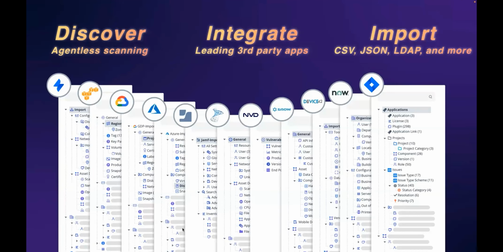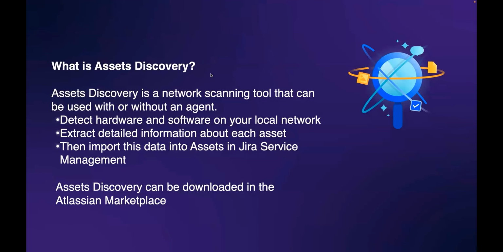So let's talk a little bit more about our native discovery tool called Assets Discovery. This is a network scanning tool that can be used with or without an agent. It will detect hardware and software on your local network, and we can get detailed information about each asset on your network. Then you'll be able to import that data into Assets in Jira Service Management. You can download this in the Atlassian Marketplace.